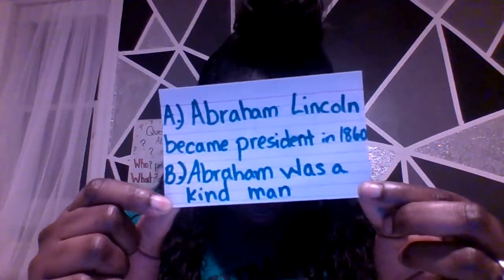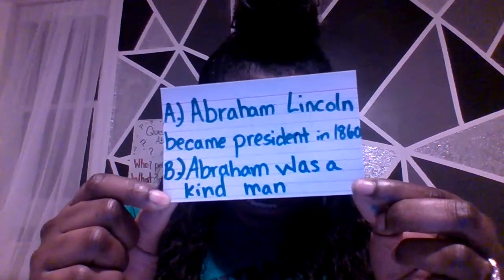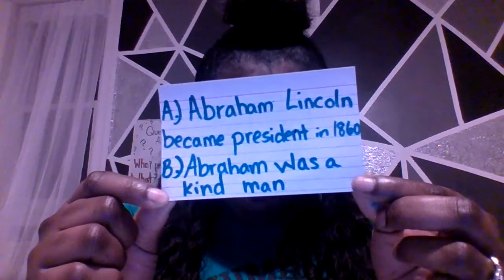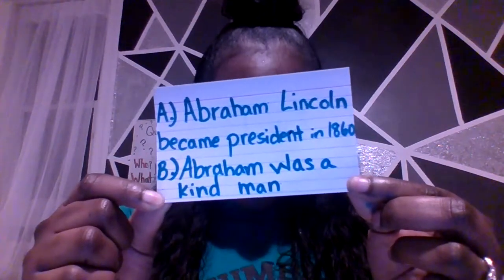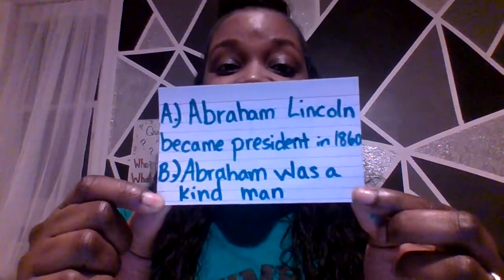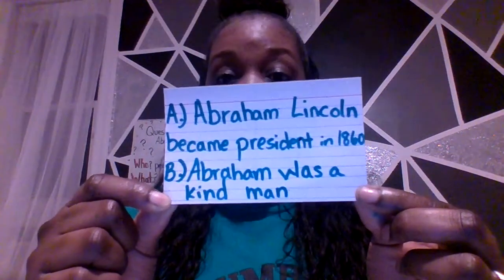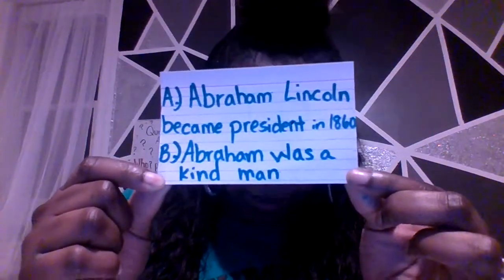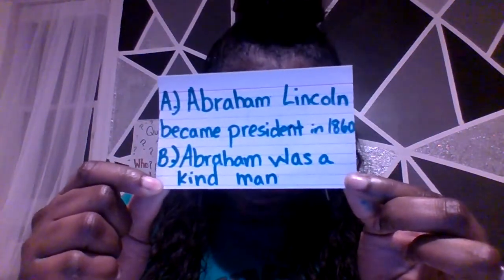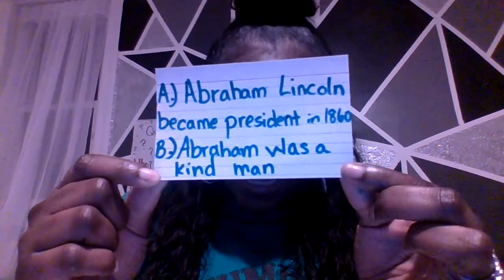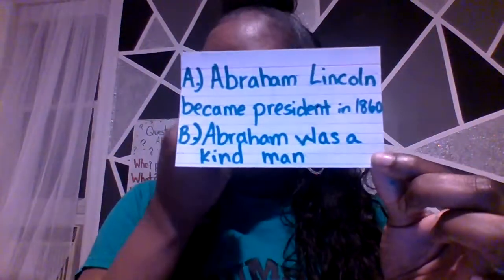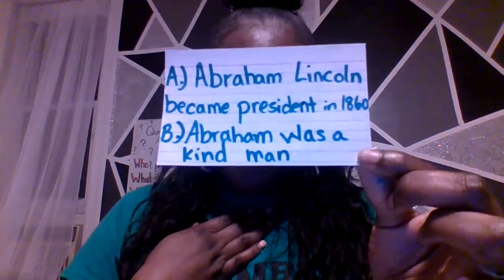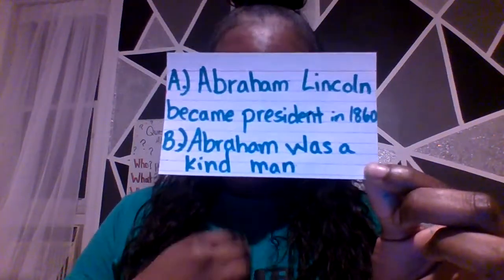So is it A, Abraham Lincoln became president in 1860? Or is it B, Abraham was a kind man? Which one shows an important event that could happen in the text? Or again, I'm going to read it. A, Abraham Lincoln became president in 1860. B, Abraham was a kind man. I want you to write your answer for number 2. You're going to write letter A if you think A shows an event, or letter B if you think B tells an event.